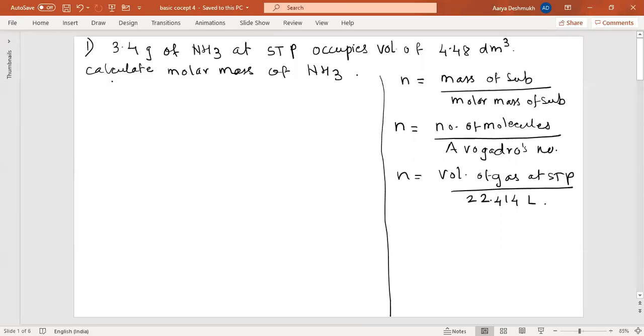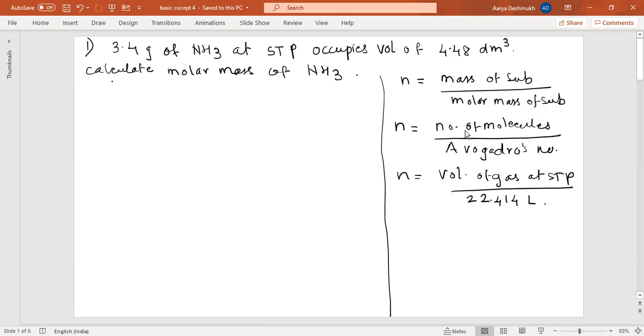Hello students. Now let us start with the problems or the numericals based on basic concepts in chemistry. The first one you can see on the screen: 3.4 gram of ammonia at STP occupies a volume of 4.48 dm cube. Calculate the molar mass of ammonia.